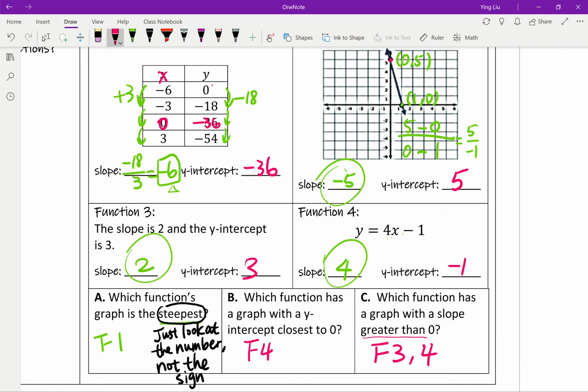What this is useful for is that if we want to see, without graphing it, which functions are uphill, or increasing, we can just find the positive slopes. Which ones? Oh, 3 and 4, because those are the positive slopes. So without even graphing, we can already predict that these two functions are going to be increasing, or going uphill, because they have positive slopes.